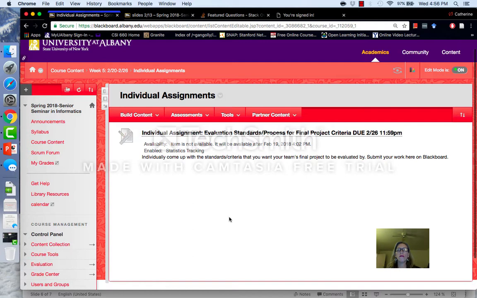So this is due the 26th, and I want you to individually come up with some standards or criteria that you want your team's final project to be evaluated by. Just think, how can we evaluate your project? Because the following week, you're going to be creating your own rubric. So this is just some preliminary thinking about it. Okay, so that's your individual assignment for the week.